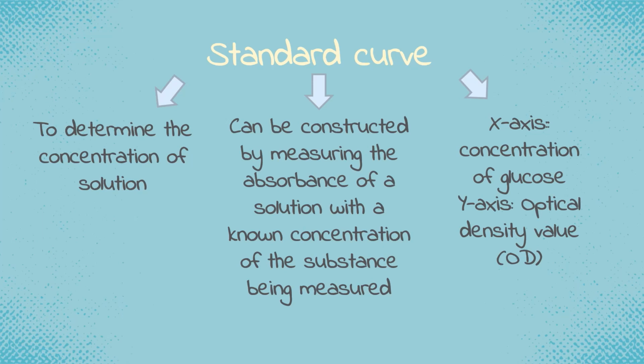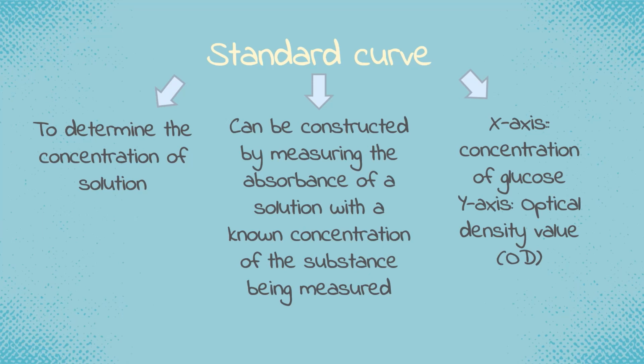So, the concentration of glucose can be determined by using the standard curve. The standard curve can be constructed by measuring the absorbance of a solution with a known concentration of the substance being measured. The standard calibration curve in this experiment will label the x-axis as the concentration of glucose, while the y-axis is the optical density value. From the calibration curve, we can determine the concentration of glucose of the sample.